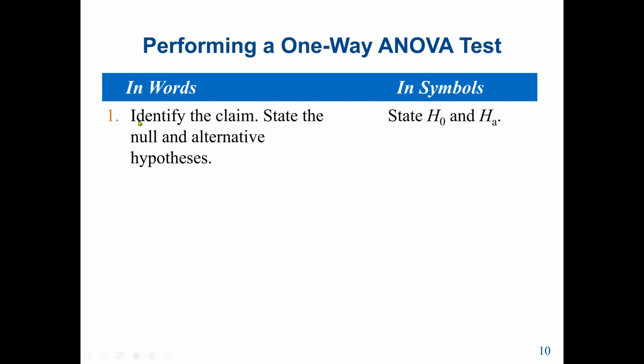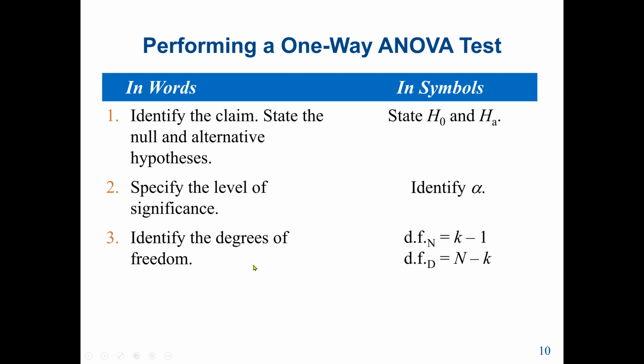Then next, we are going to identify the claim, so we state our null and also the alternative hypothesis. That's the first step. And then we identify our level of significance, as we saw in the previous hypothesis testing. It will be given to us. So again, these are the steps of hypothesis testing. Same steps again. Get your H0 and HA. Get your level of significance. Identify the degree of freedom.